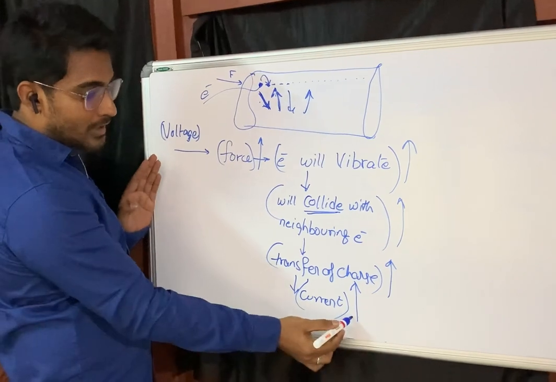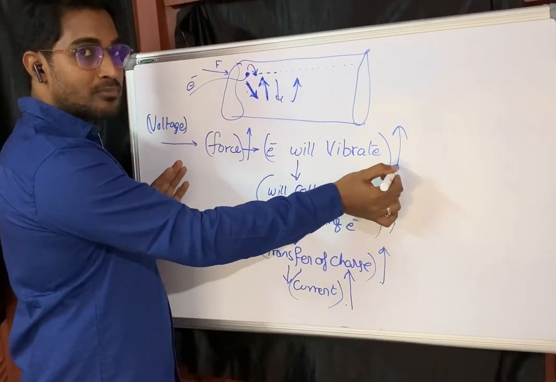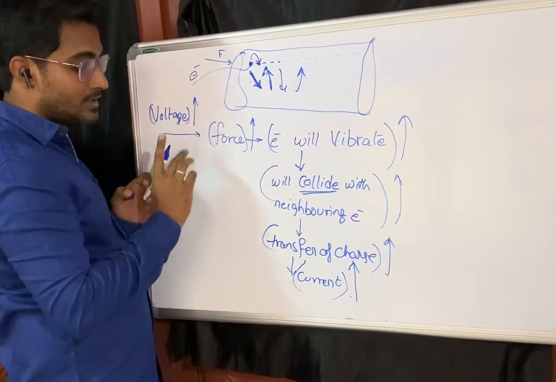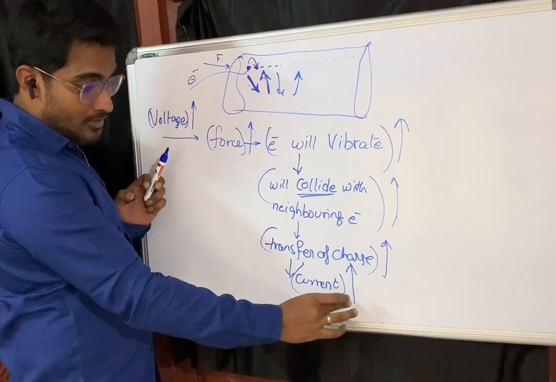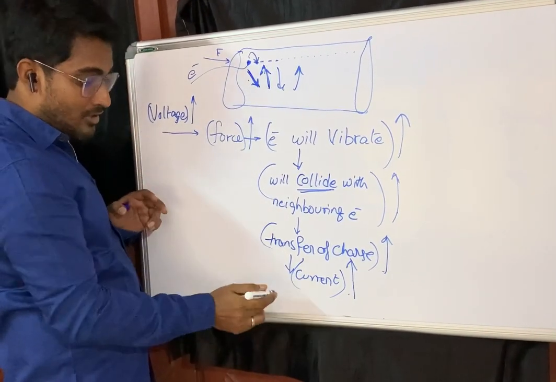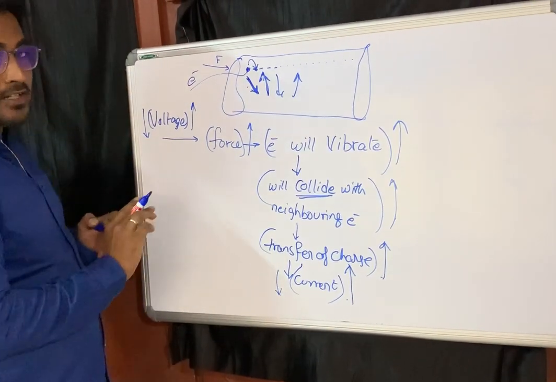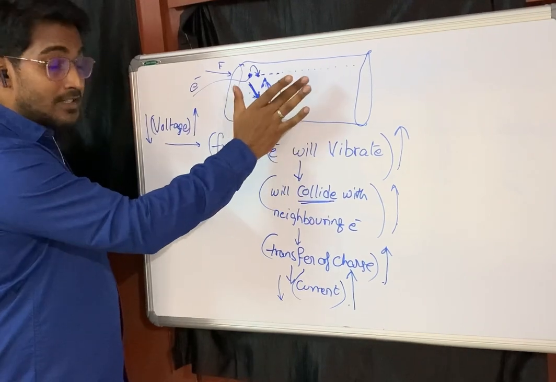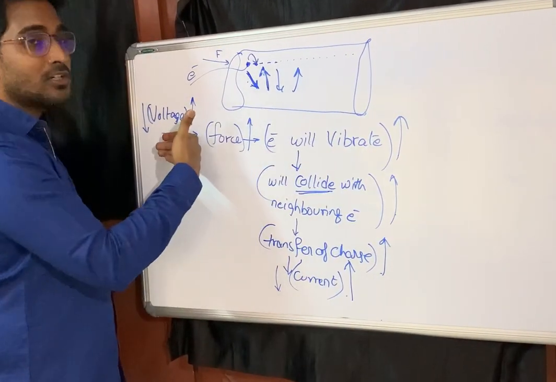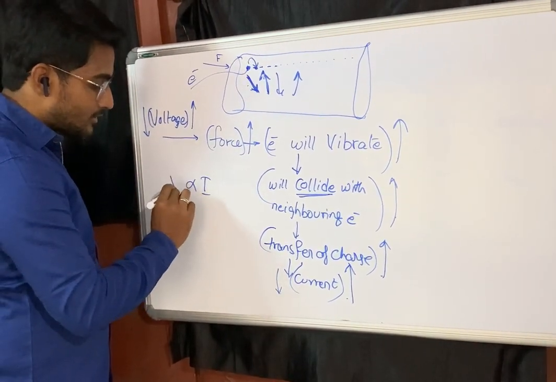More current means more transfer of charge. More transfer of charge means more collisions. More collisions means more vibrations. More vibrations means more voltage. That means in a conductor, if you have more current, it has more voltage. If you have less current, it has less voltage. That means current in a conductor is directly related to the voltage.